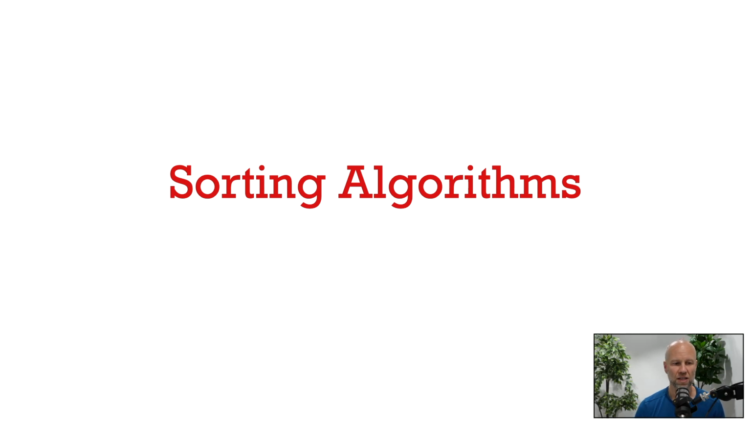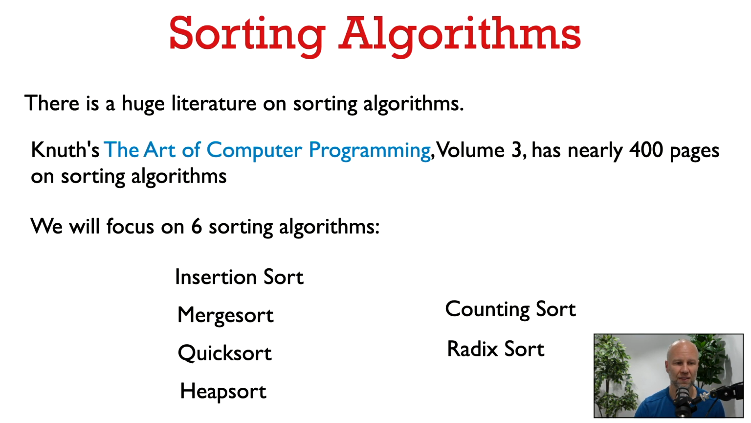Now we're going to start talking about sorting algorithms. Sorting has been a foundational problem for the analysis of algorithms, and hundreds of different sorting algorithms have been developed. Knuth's Art of Computer Programming has nearly 400 pages devoted to sorting algorithms. In this course, though, we're just going to discuss 6 sorting algorithms.